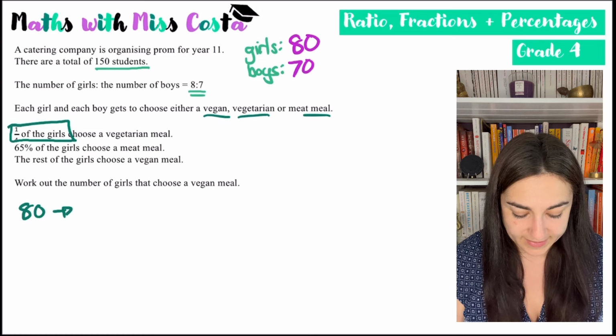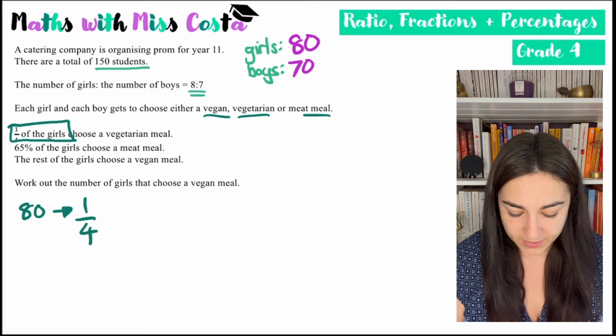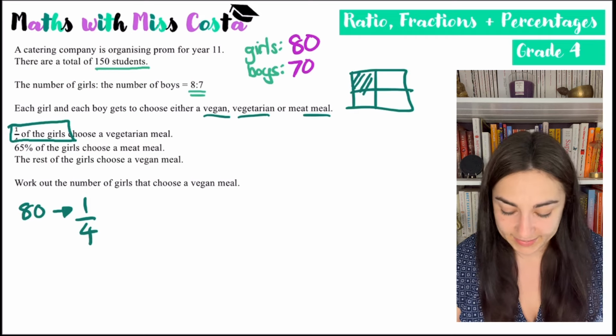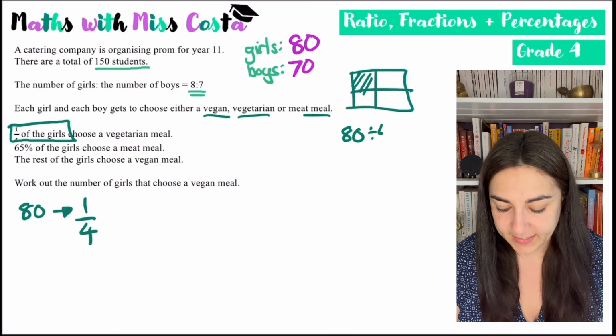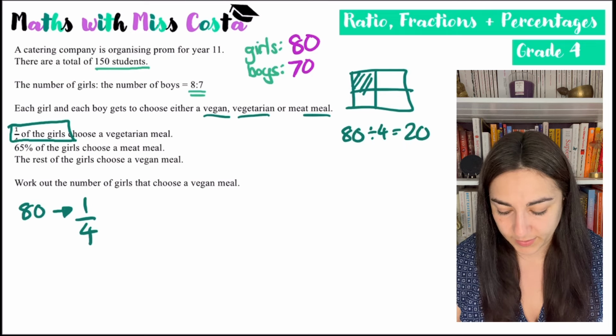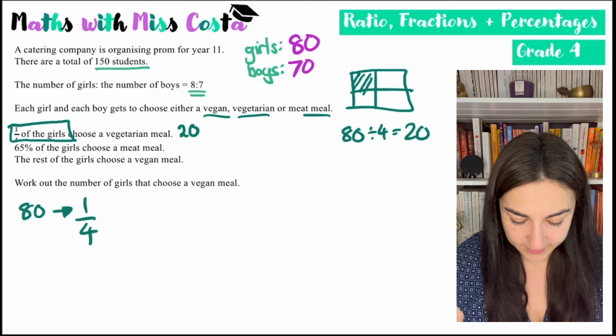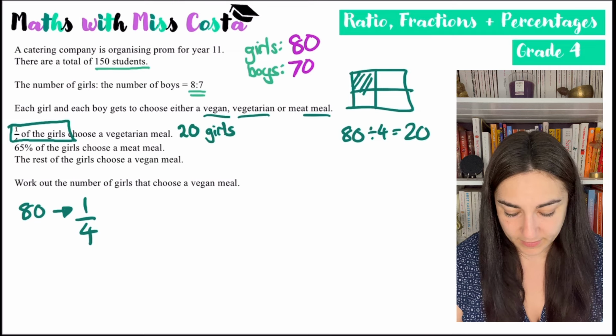So I know there are 80 girls. A quarter, how do you work out a quarter? Well, a quarter is just whatever the whole is, split into 4. So 80 divided by 4 is 20. So I know that 20 girls choose a vegetarian meal.